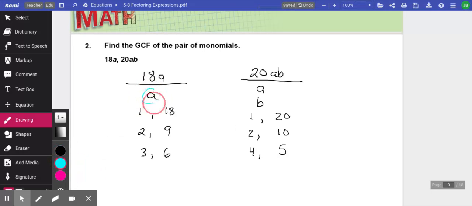So of the variables, I have a. Of the numbers, we have 1 and 1, 2 and 2, and that's it. So because 2 is the largest number that is common, and a is the only variable, we would say that the GCF would be 2a. We would not include the b because 18a did not have a factor of b within it.